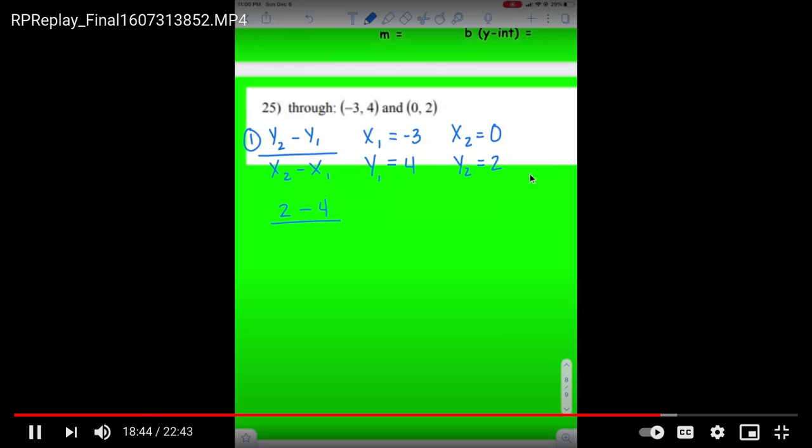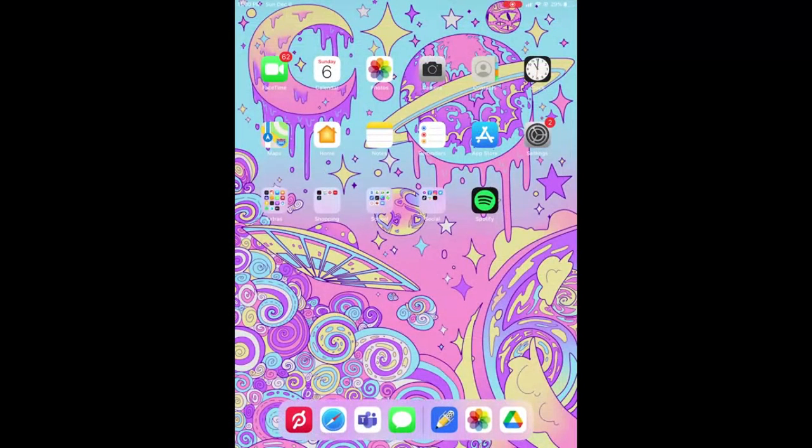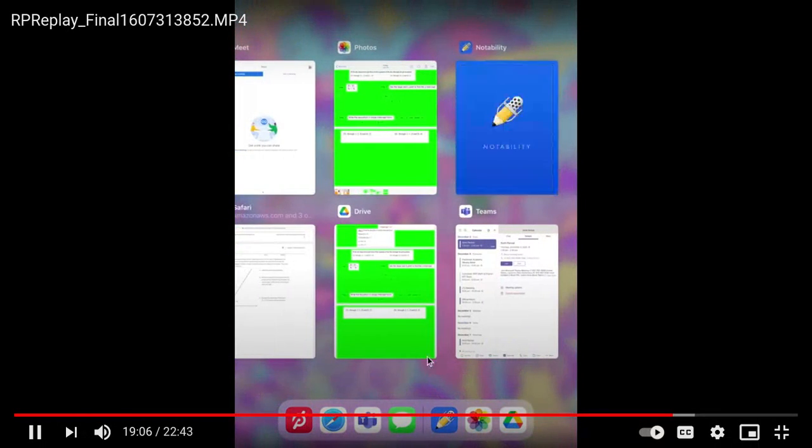So take my y2, which is 2, minus my y1, which is 4. So 2 minus 4, over my x2, which is 0, minus my x1, which is negative 3. So I'm going to get negative 2 over 3. And when you get a fraction like that, you can just leave it.